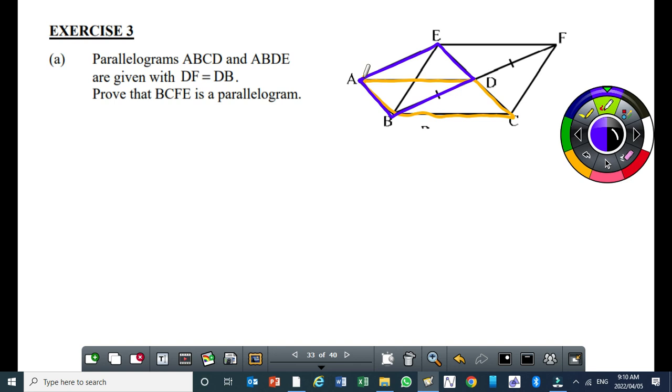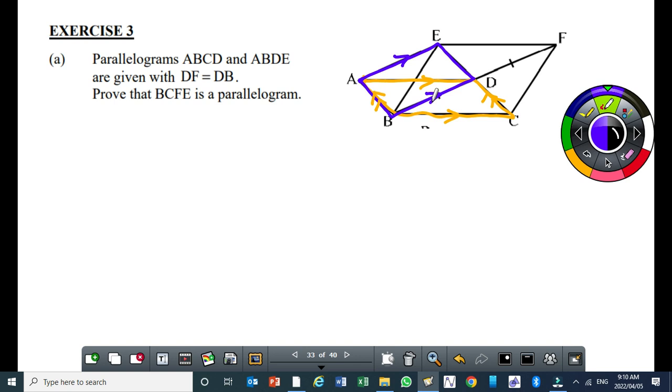All right? Now remember, if they are parms, it means AD is parallel to BC. Also, AB is parallel to CD. Furthermore, AE will be parallel to BD. Now, for CD, if CD is parallel to AB, it also means that CE is parallel to AB.